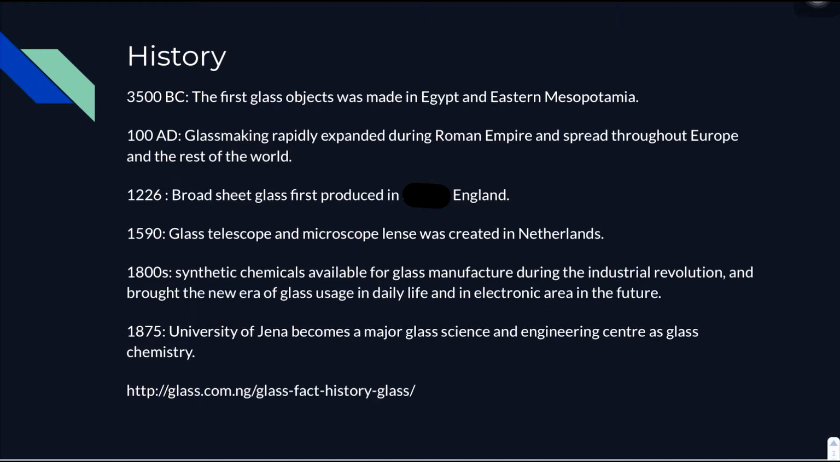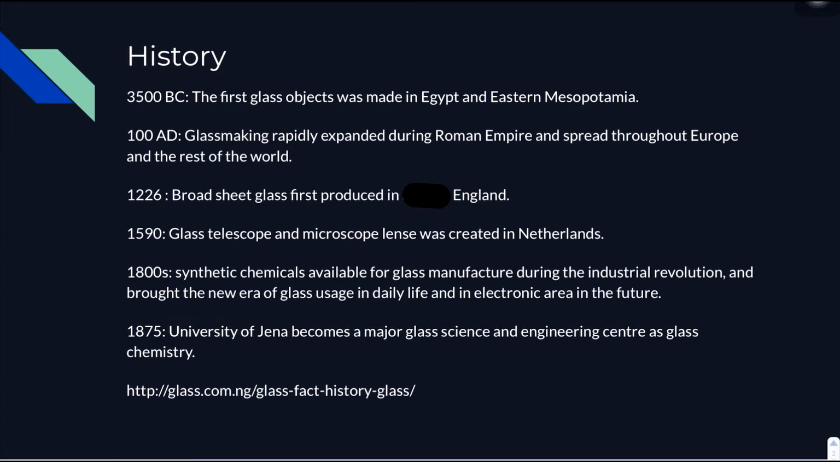We still do not know how glass was made back then because we do not have archaeological evidence to support it, but we do know that it was used in some small things such as jewelry. In 1590 was one of the breakthroughs of glassmaking, as the glass telescope and microscope lens was created in the Netherlands. This meant that things such as optical glasses could be created, and from then on we could use them to magnify things, especially from a far distance.